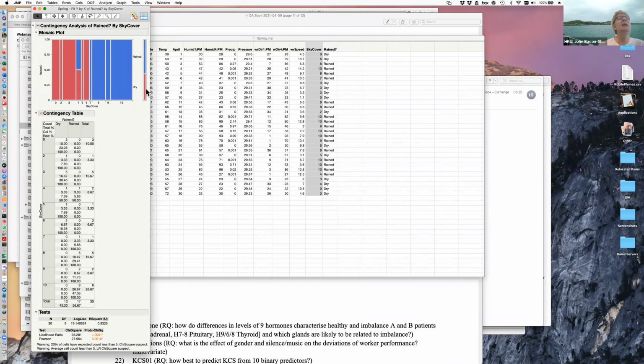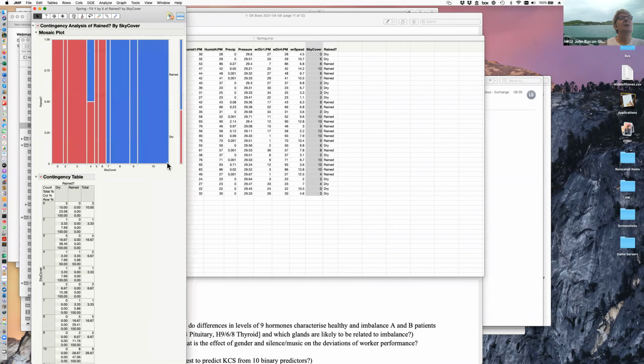So in fact, if you look at it here, if the sky cover is 7 or above, it always rained. If the sky cover is 3 or below, it never rained. But we have one situation here, sky cover 4, where it rained, and one sky cover 4 when it didn't rain. Right, so we know that this is not a perfect relationship, but clearly, if there is no sky cover at all, it cannot rain. That's the one thing we can say. But sky cover 10 doesn't necessarily mean that it rained. In this case, it did.